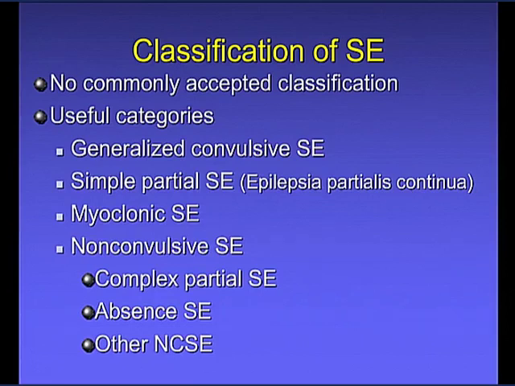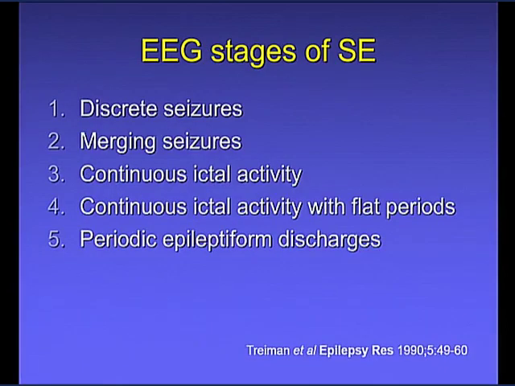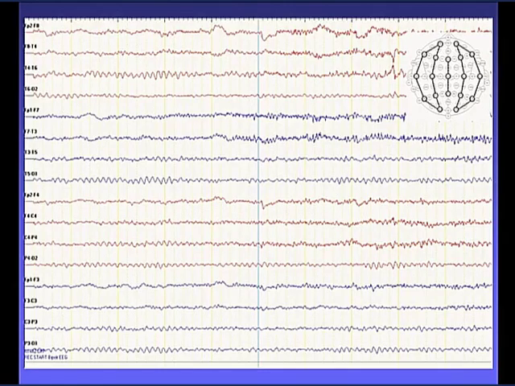And then there's the non-convulsive status that we have to pick up by looking at EEG. So when we're looking at the EEGs through the phases of status epilepticus, initially it's the brain with discrete seizures, then merging seizures, continuous ictal activity, and then there are flat periods as the brain starts becoming depleted, and then there are periodic epileptiform discharges. So it looks like this. The brain should never look synchronized. It shouldn't look like your heart. And this is a normal EEG.